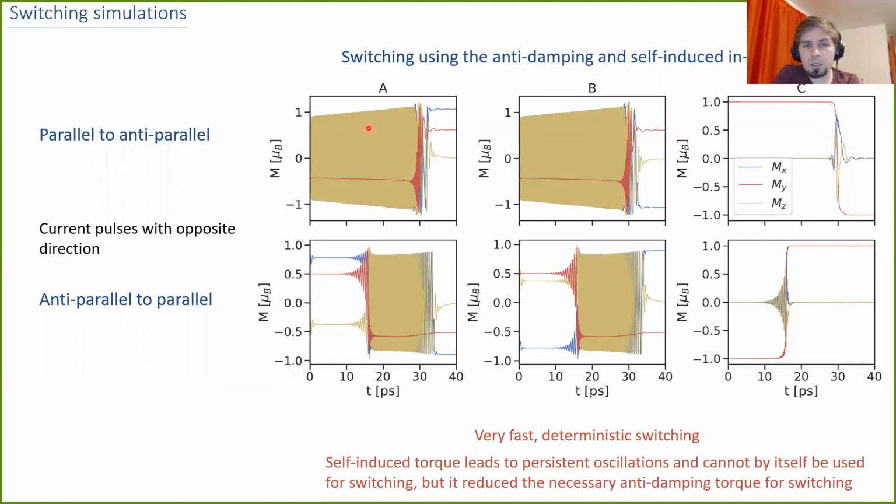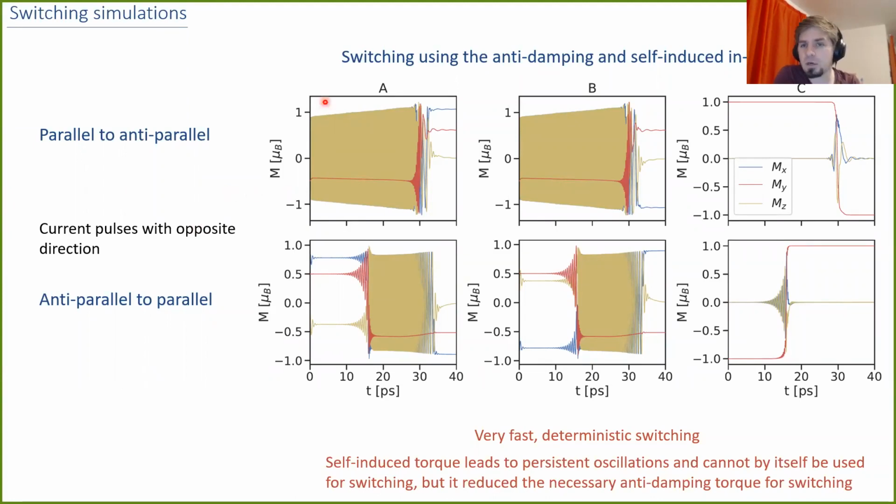What we show here in these top plots is a switching from parallel to anti-parallel junction. We have one layer which is assumed fixed, and we switch the right magnetic layer by 180 degrees to go from parallel to anti-parallel. We use current pulses with opposite polarities. And we showed that you can switch deterministically, and you can switch very fast.